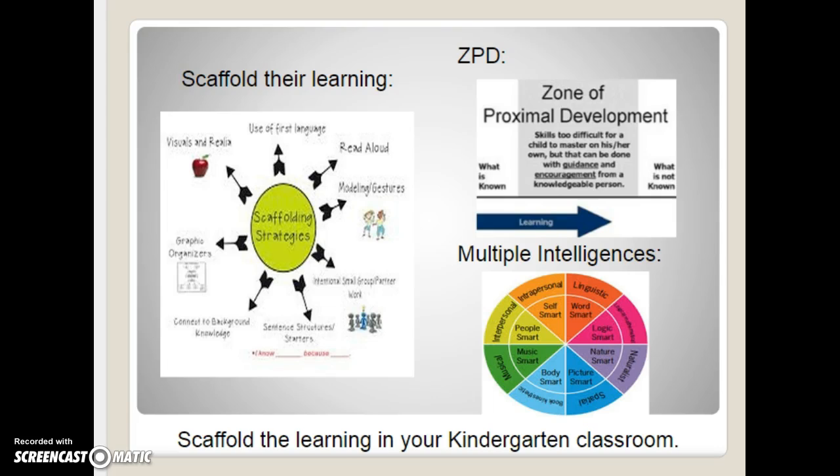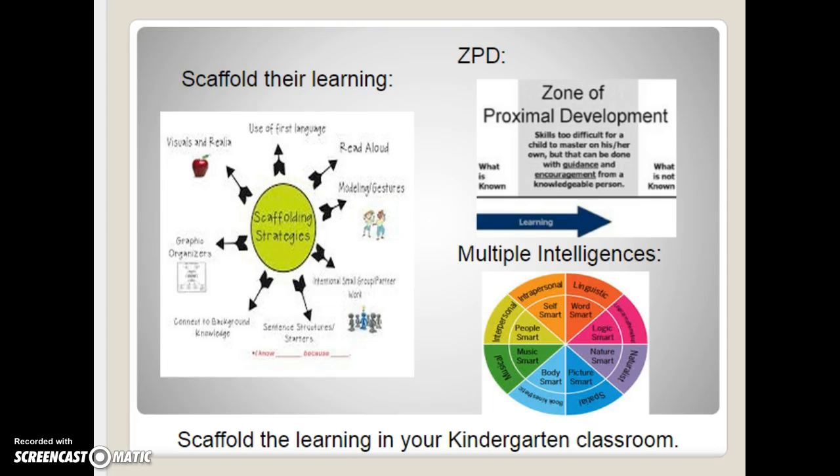Scaffolding our learning in kindergarten classroom looks a little bit different. When we're looking at scaffolding our learning, we're really providing different opportunities or differentiating in the classroom. You might use graphic organizers, visuals, their first language, read alouds, modeling, gestures, sentence starters. Those kinds of things help to build that support and confidence in their learning.